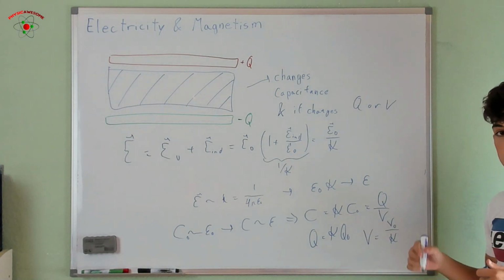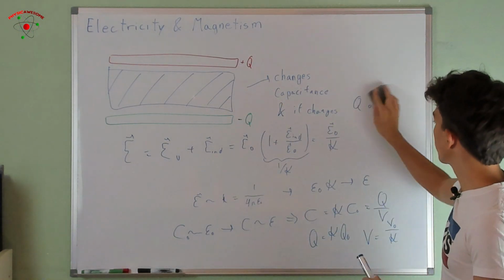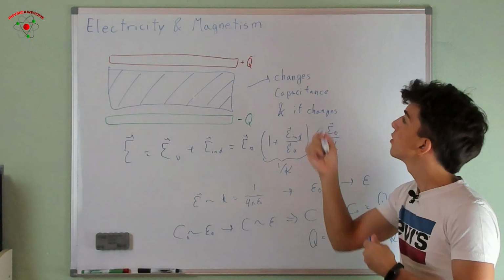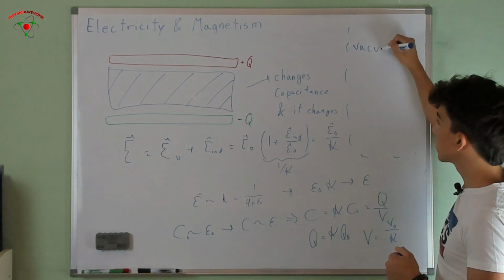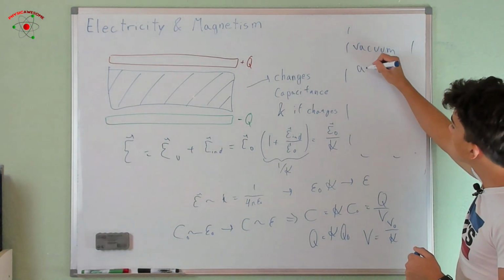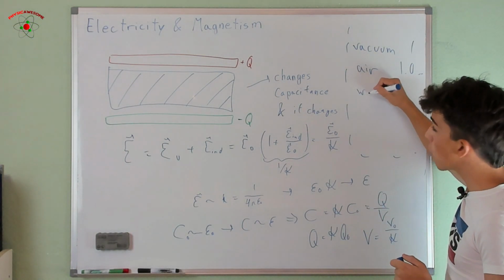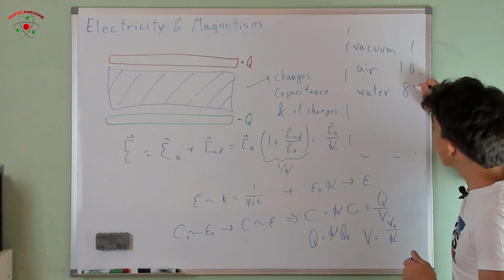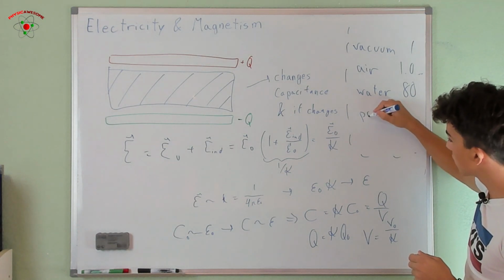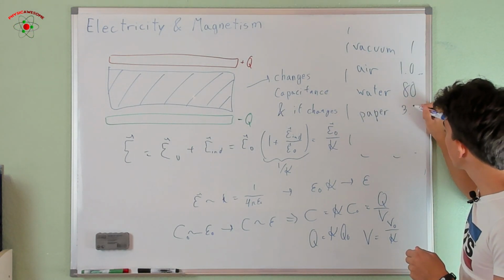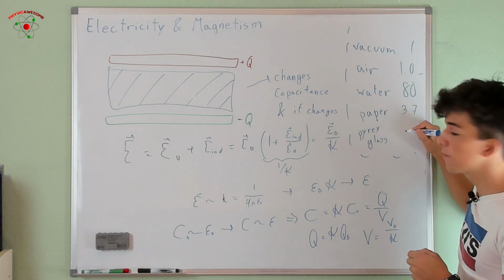Some examples of values of kappa, of this dielectric constant, I'm going to write them over here, are the following. For vacuum, it equals 1. For air, the value is 1.0 something, and there are some decimals over there. For example, for water, this value reaches 80. And there are some other examples, such as paper with a 3.7, or Pyrex glass that has a 5.6.